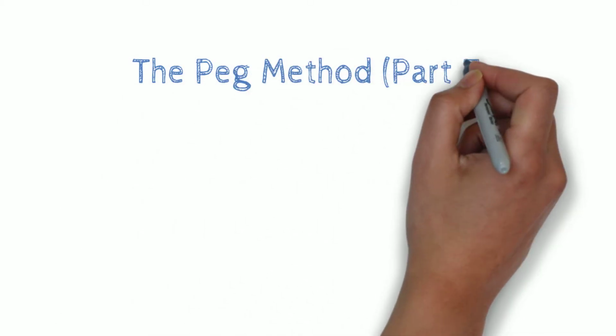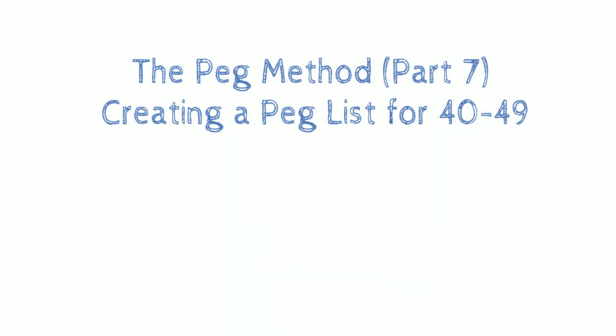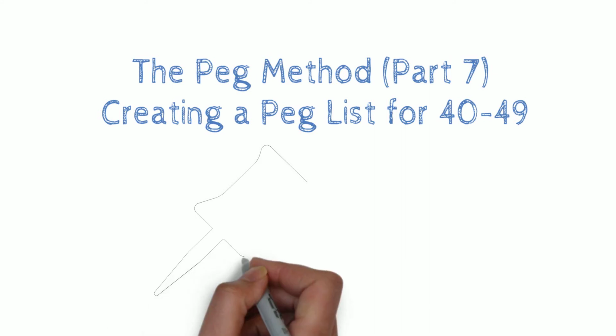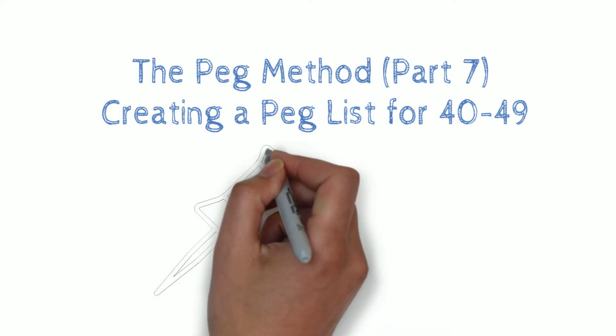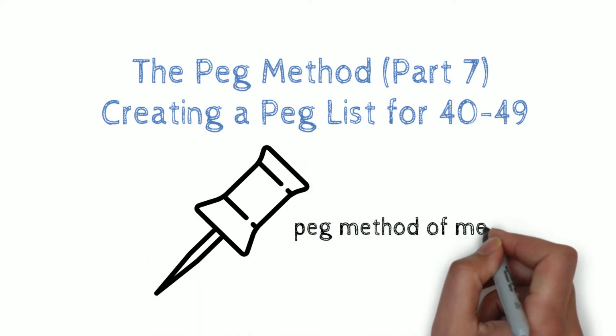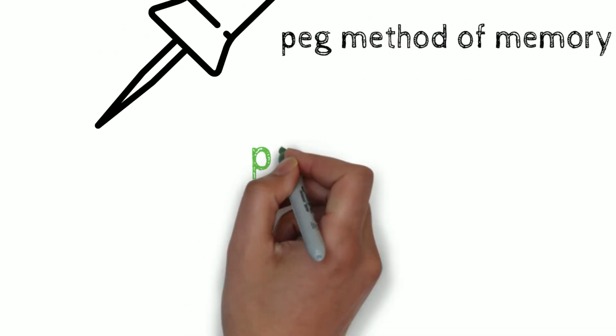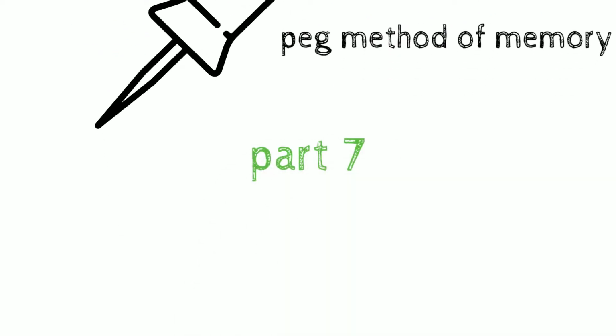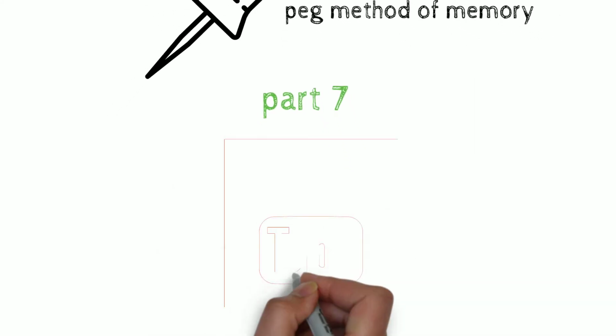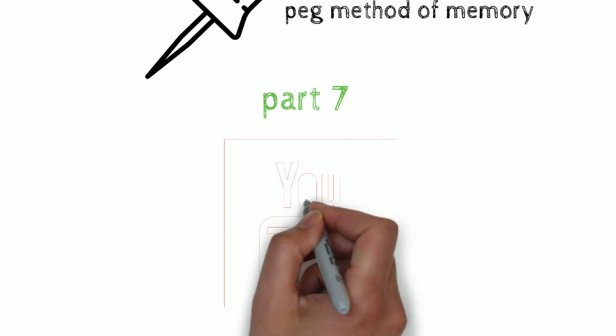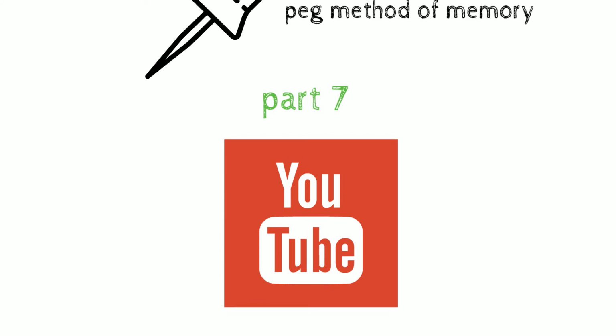In today's video, we look into the process of coming up with a memorable list of words for numbers 40 to 49 using the PEG method of memory. This is part 7 of the How to Memorize Numbers Easily series, and I highly suggest that you watch the rest of the videos. The videos are found at the playlist section of the YouTube channel.